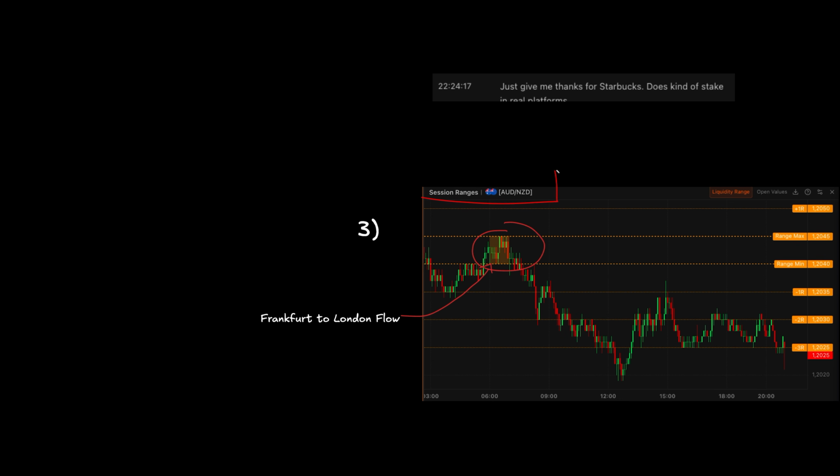And the last one is the liquidity part. You need to check what we call the session range, especially if you trade the London and New York session. And this trading tool is pretty simple. This is, for example, the session range for AUD/USD.